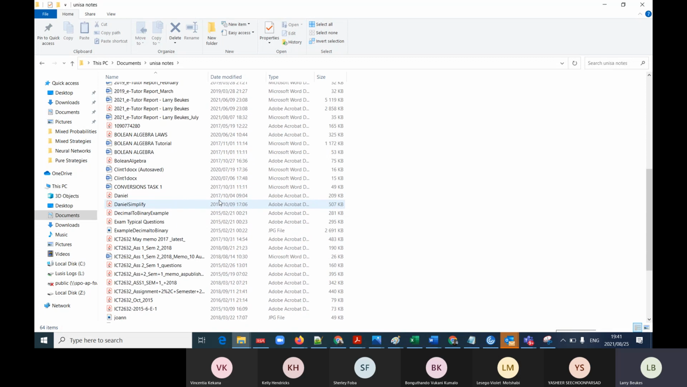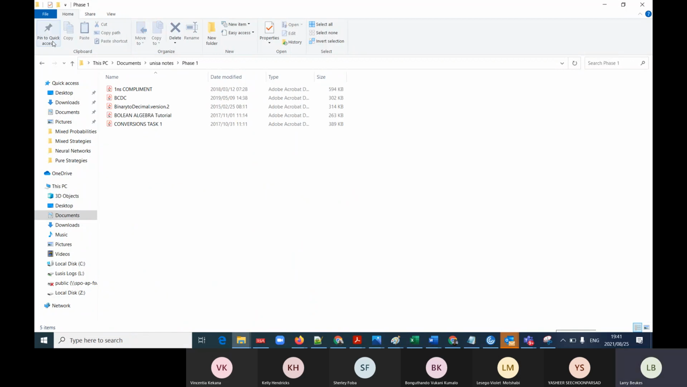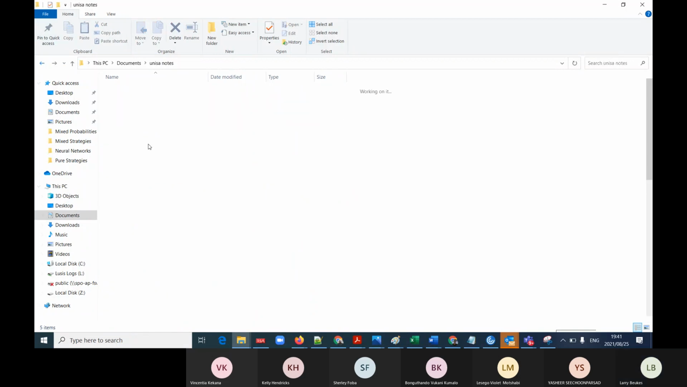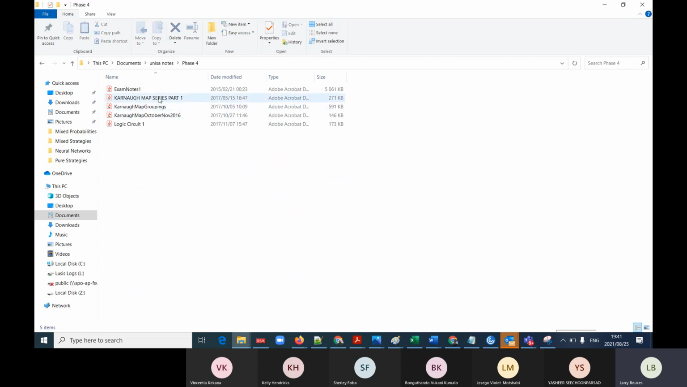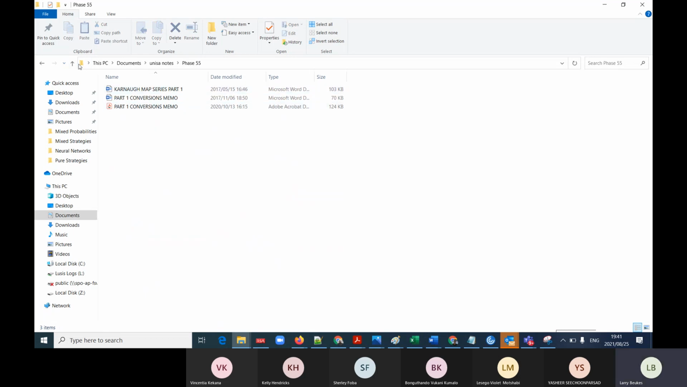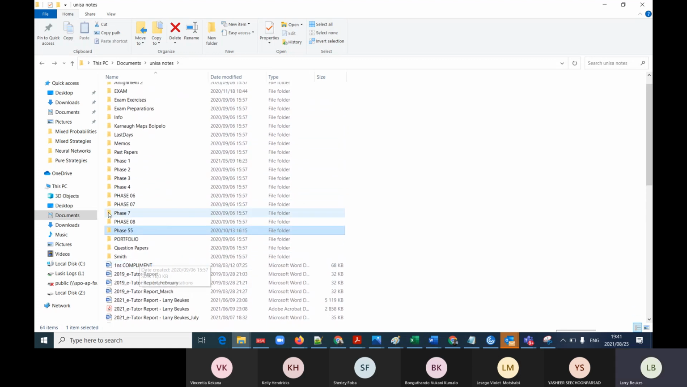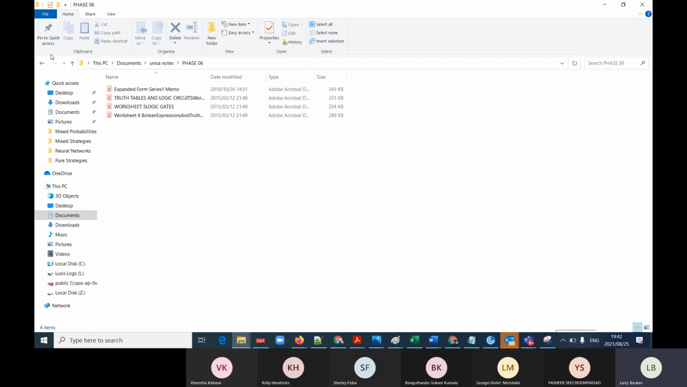UNISA notes, kernel maps. Which phase will kernel maps be? Sorry guys, this is one's complement. So kernel maps should be around phase 4. Kernel map series part 1. Same nodes groupings. Let's leave the groupings. Phase 5.5, kernel map series part 1. Maybe 6. Logic gates, expanded form. Okay, let's go to 4. Yeah, maybe series part 1 will have something that we need.